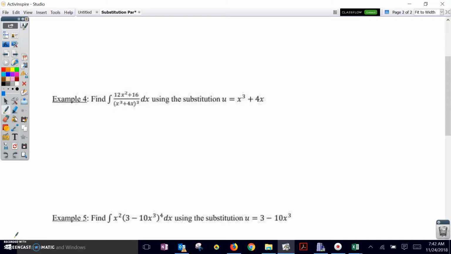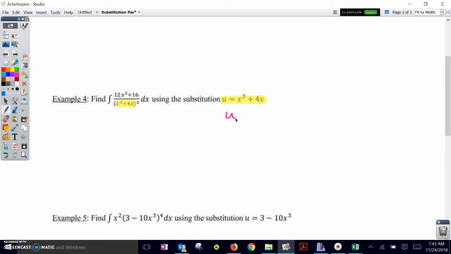We're taking the integral of the quantity 12x squared plus 16 over the quantity x to the third plus 4x, raised to the third, dx. And we're told here that our substitution is going to be u equals x to the third plus 4x. Notice that once again, this is an expression that is inside of another function. In this case, it's what's being raised to the third power in our denominator. That's what makes it an effective substitution choice.